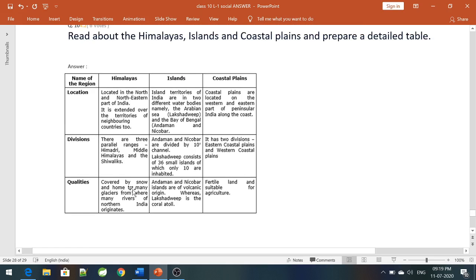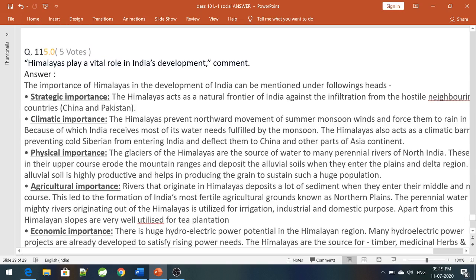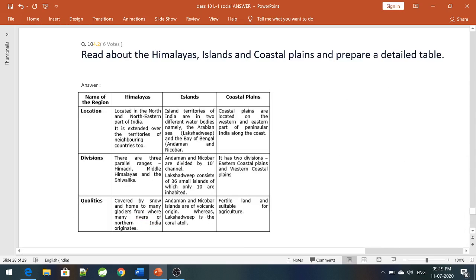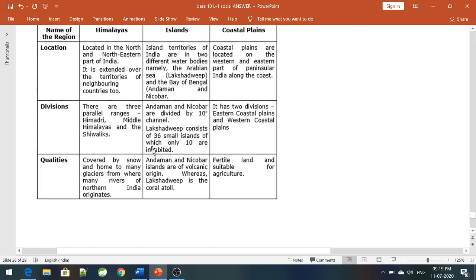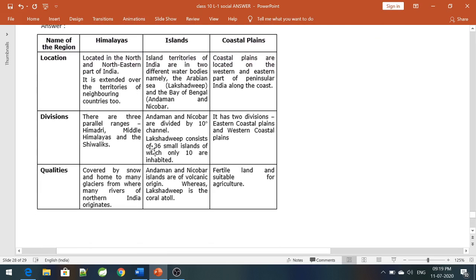Prepare a detailed table of the Himalayas, islands, and coastal plains, covering all the differences between the location, division and qualities of these Himalayas, islands and coastal plains. You can take this answer also.